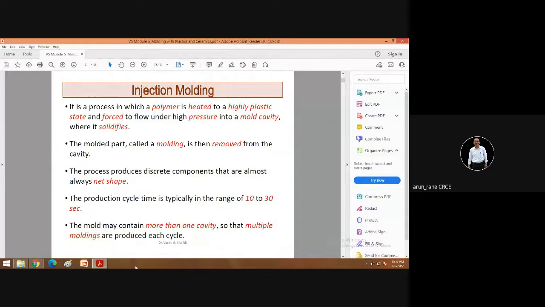Now, with this module 6, one more module is remaining, that is polymer processing. So polymer is nothing but your plastic.